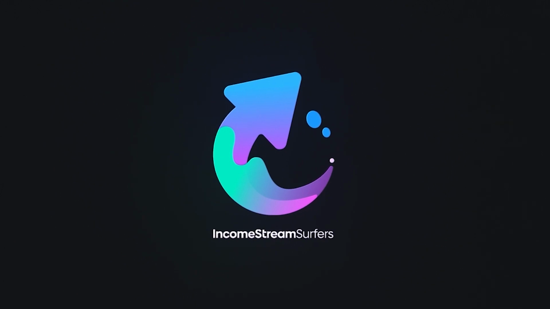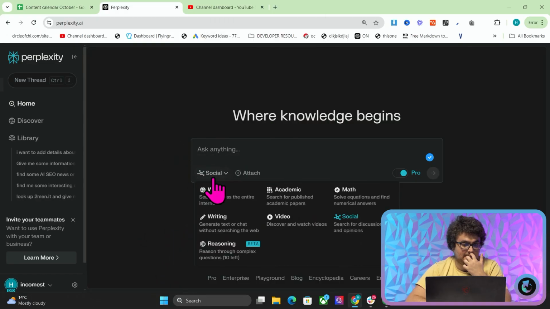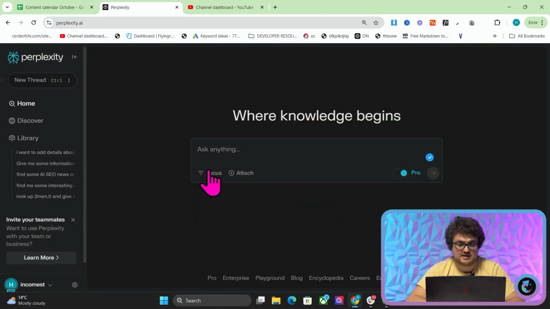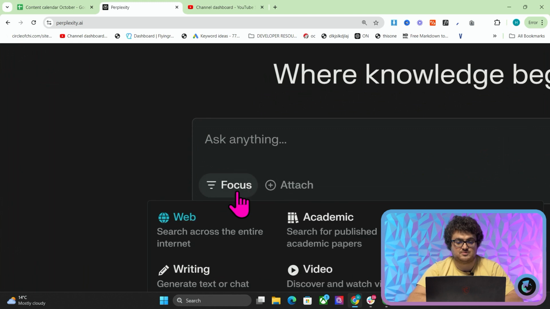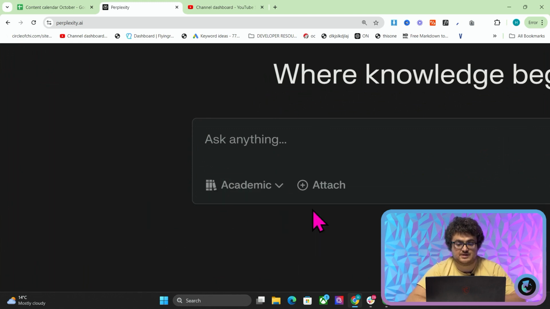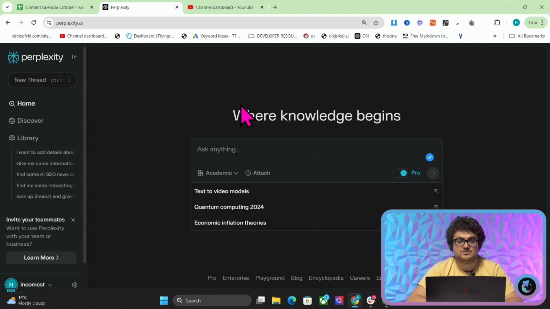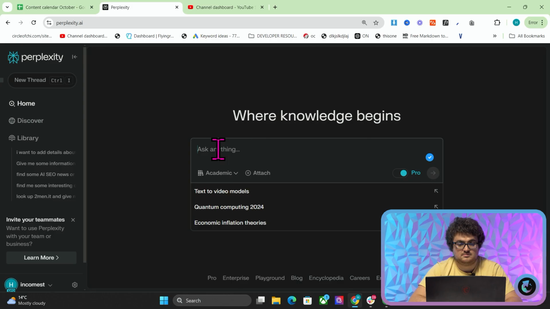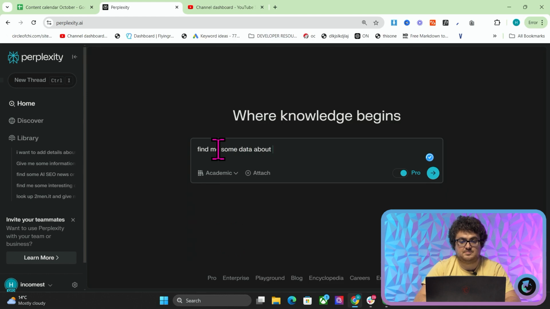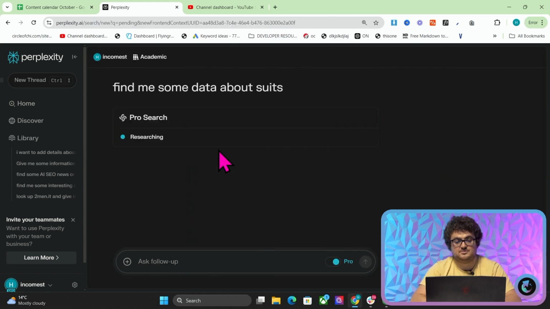Basically, this new feature, if you click here, you can actually see it says, if I just refresh this so it's back on the normal one, it says focus, right? And you can choose a focus. Now, another really, really interesting one here is academic, right? Because you can do things like specify that you want data. So for example, find me some data about suits, right? And we'll just see what this comes up with.